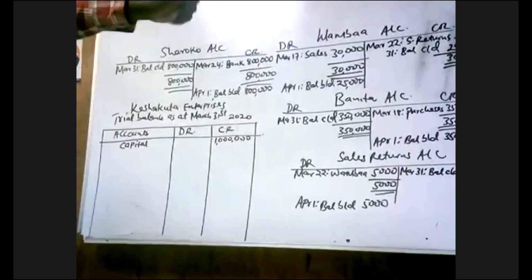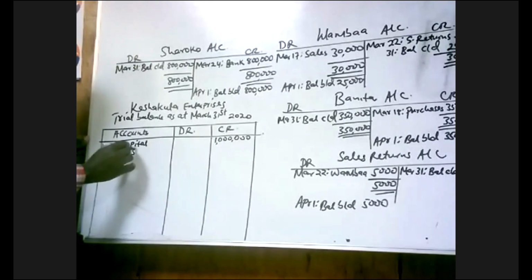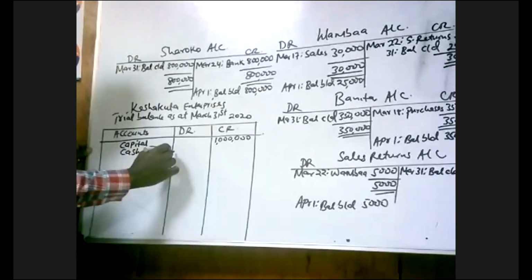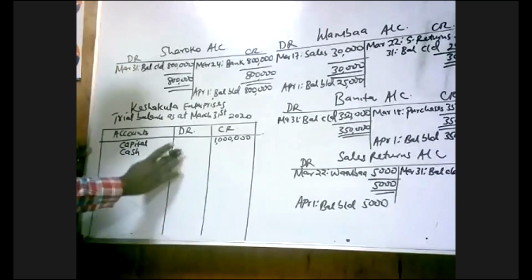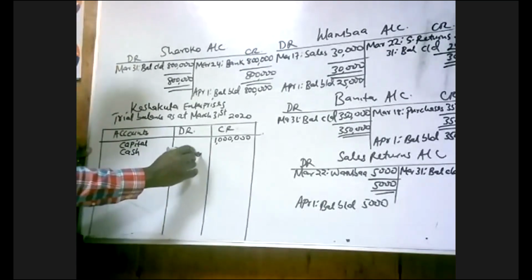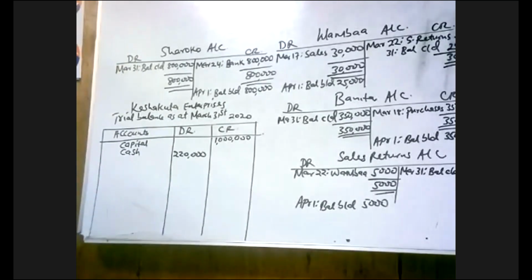We are done with capital. The next account that we had was cash. The balance brought down that we reported was how much and on which side? 220,000 on the debit, correct? We come here and indicate 220,000 under the debit column.